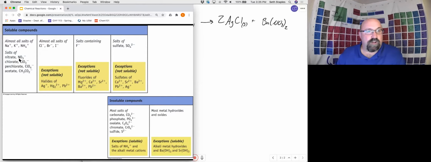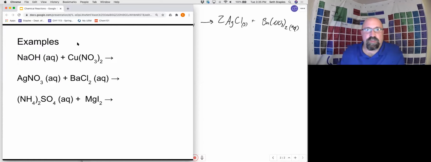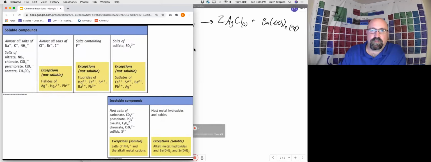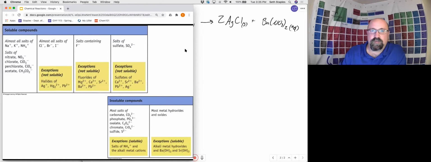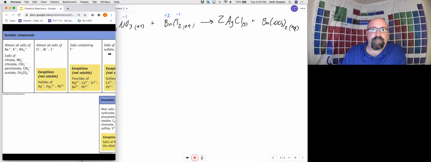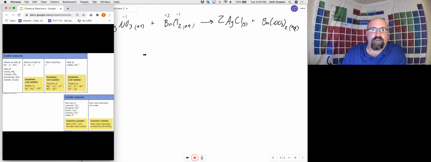Nitrates are soluble, and there are really no exceptions to that. And so barium nitrate is going to be soluble, so that's going to remain aqueous. And so there's our complete molecular equation for this reaction, sorry. And so now let's break that up into our ionic equation.